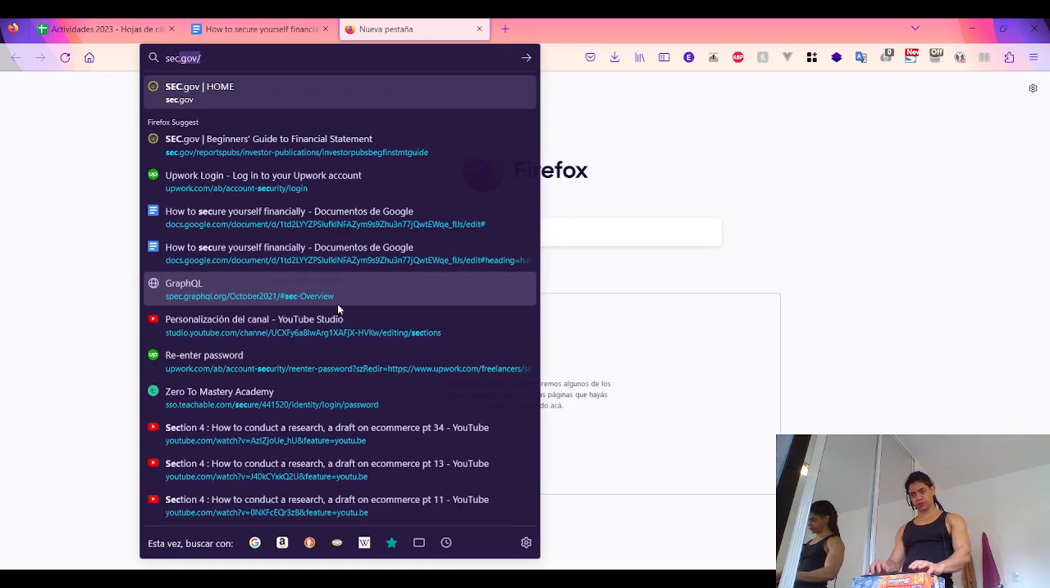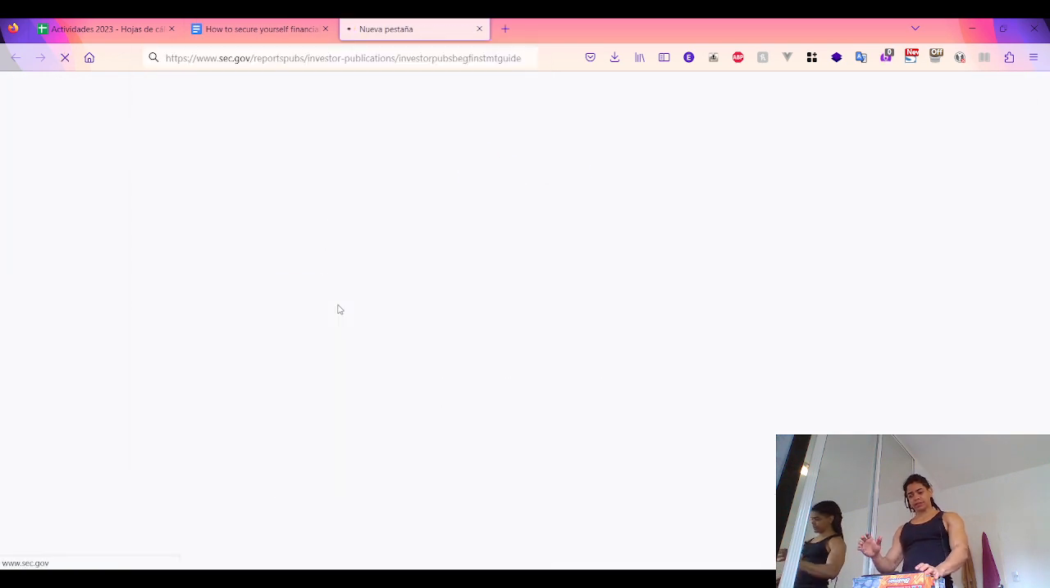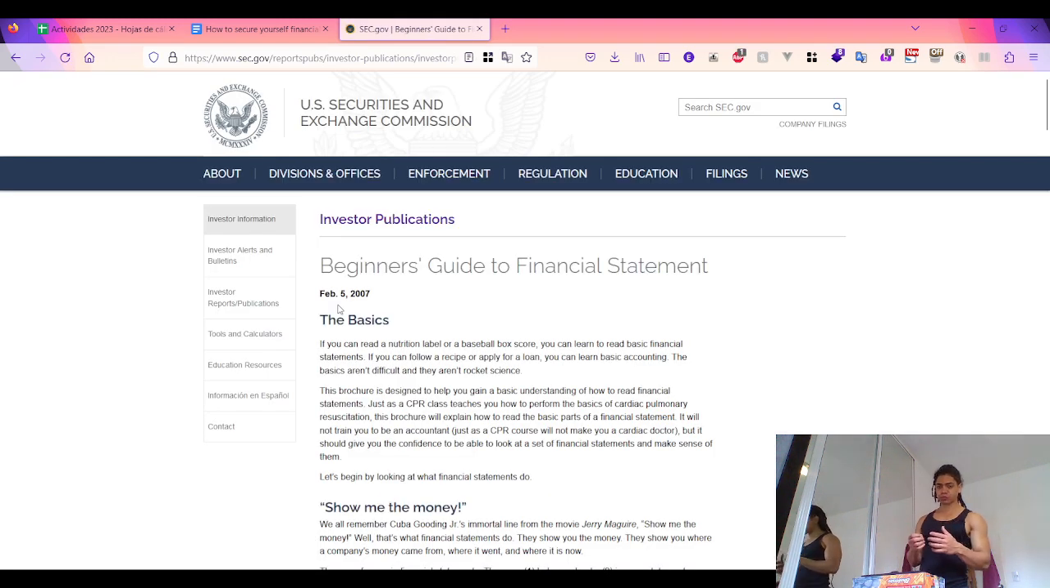Because I was looking at the different operating assets and liabilities, I am looking at the beginner's guide to financial statements made by the SEC, where they mention that if you are able to read nutrition labels or baseball or soccer box scores, you can learn to read the basics of financial statements. As well, if you can follow a recipe or apply for a loan, you can learn the basics of accounting. And the basics, they're not difficult.